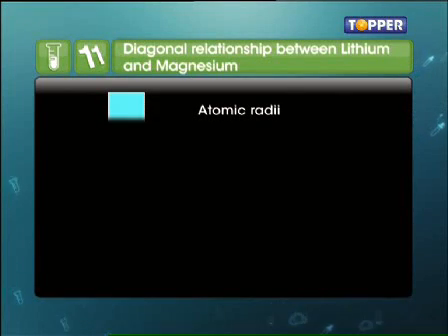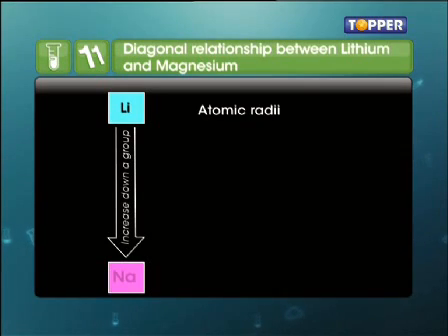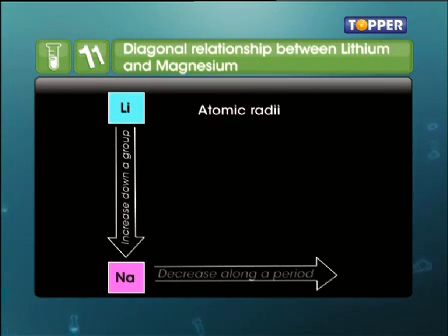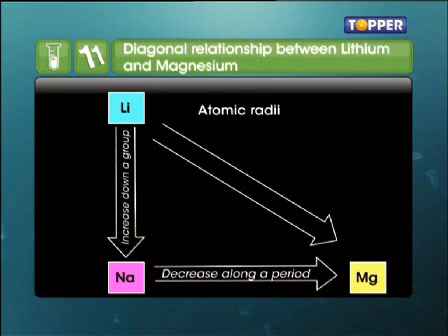The similarity between atomic and ionic radii is because as we move down the group from lithium to sodium, the atomic radii increases, but also as we move from sodium to magnesium in the same period, the atomic radii decreases. So on moving diagonally, the atomic radii remains nearly the same. Let us now take a look at some properties in which lithium and magnesium show similarity.